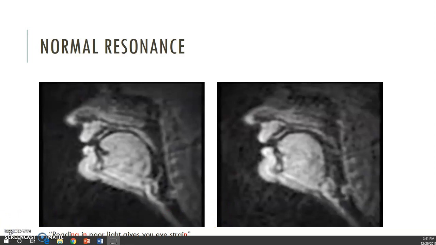Now we want to have this balance in the resonating cavities so that our voice quality doesn't sound altered or distracting to the listener. So if I have too much sound coming through the nose, this sentence might sound like "reading in poor light gives you eye strain." Or if I have too little sound coming through my nasal cavity, it might sound like "reading in poor light gives you eye strain." So we'll talk about the different types of resonance, but having adequate balance in the resonating cavities gives us our good voice quality.